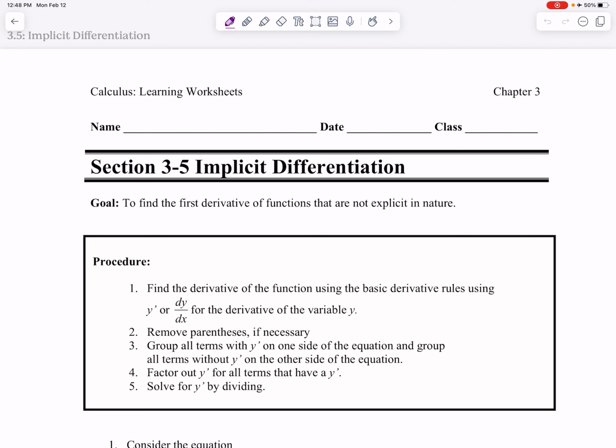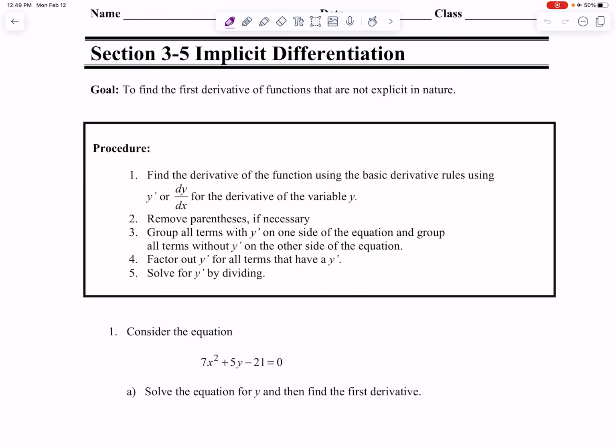Welcome to section 3.5, Implicit Differentiation. Our goal today is to find the first derivative of functions that are not explicit in nature. The procedure to doing this is to find the derivative of the function using our basic derivative rules for y prime or dy dx for the derivative of our variable y.